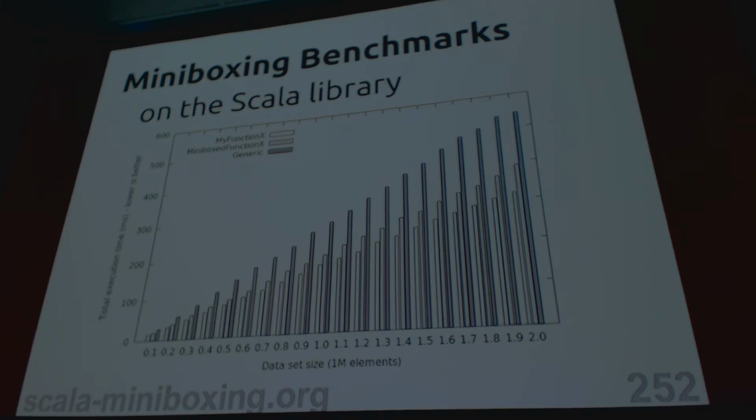The benchmarks are here. With my function, x is the lightest one. You can see here I'm measuring time, so the time it took for the data set size. So 2 is 2 million elements. And I'm counting the overall time it took for the benchmark. Lower is better, of course.